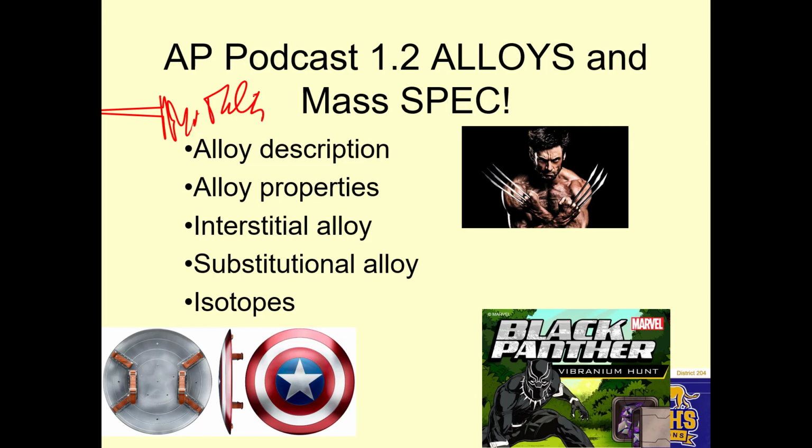We're going to talk about alloys and mass spec. Hopefully, this is a quick one, but we'll see. We're going to describe what an alloy is. We're going to describe the properties of an alloy. We'll describe interstitial alloys, substitutional alloys, and how isotopes can tell us if something is a mixture or not. So let's hop to it.